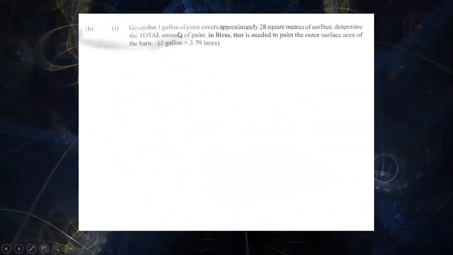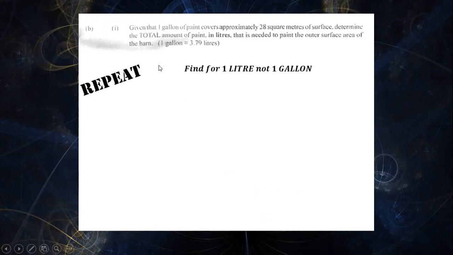So it says here, given that 1 gallon of paint covers approximately 20 square meters of surface, determine the total amount of paint in liters that is needed to paint the outer surface of the barn. Given also that 1 gallon equals 3.79 liters. So this is a repeat in terms of this 1 gallon equals 3.79 liters. They have given a similar question to this already.